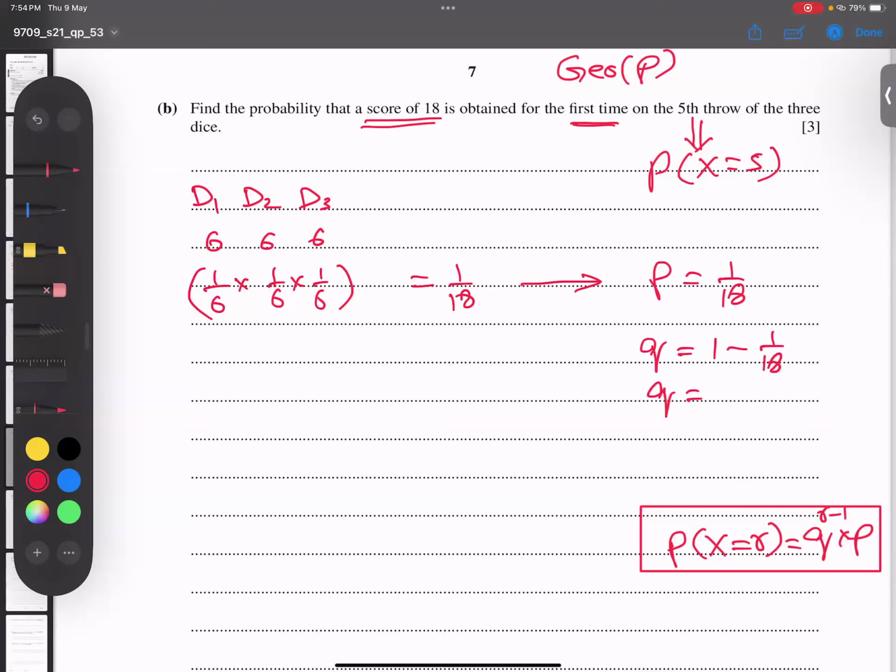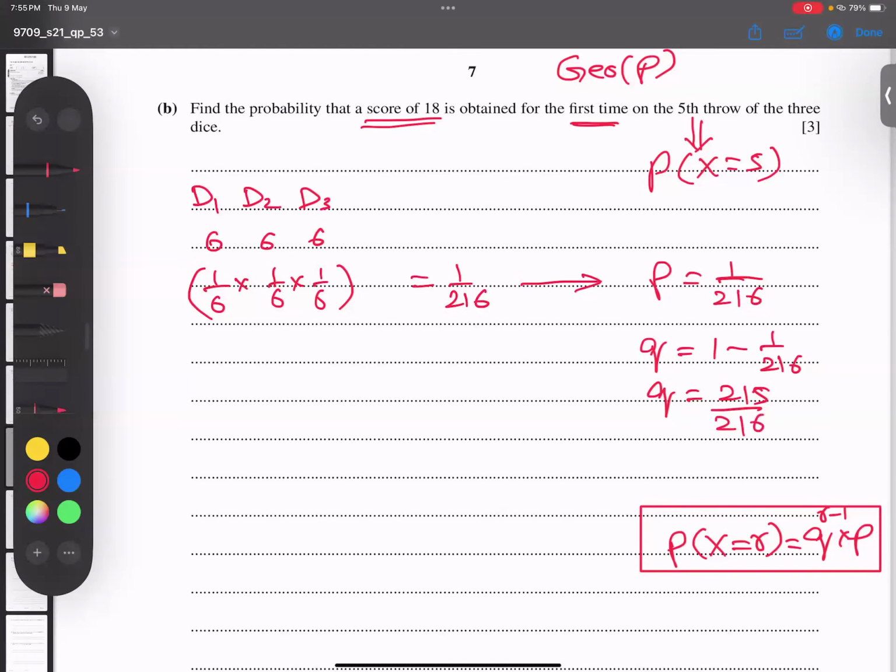sorry, wait a minute, please. Sorry. This, not 18, 216. So 216, sorry for that. I don't know what is the thing that came in my mind. Anyway, this is a P, and how to find the Q, students are very clear. So 1 minus this. So I'm getting what? 215 over 216.